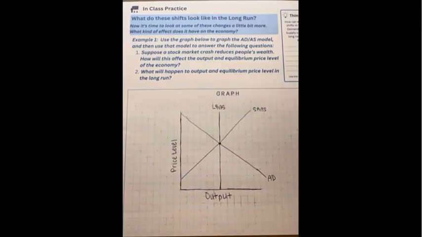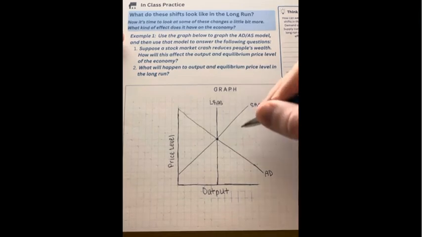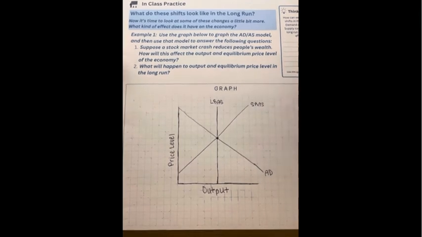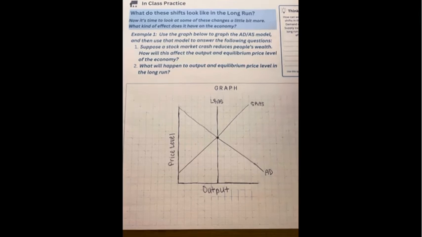So in example 1, it says to use the graph below to graph the aggregate demand and aggregate supply model. As you can see, I've done that here. I have my graph at the long run equilibrium for price level and output. Then it says to use the model to answer the following questions. So our first question is, suppose a stock market crash reduces people's wealth. How will this affect the output and equilibrium price level of the economy?